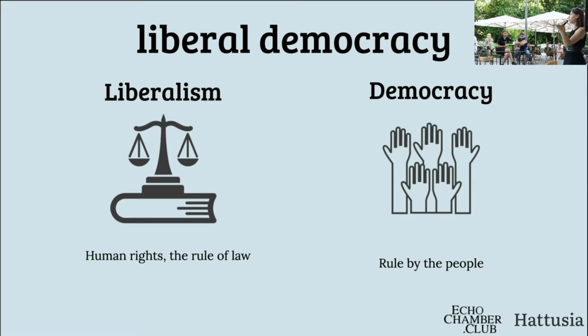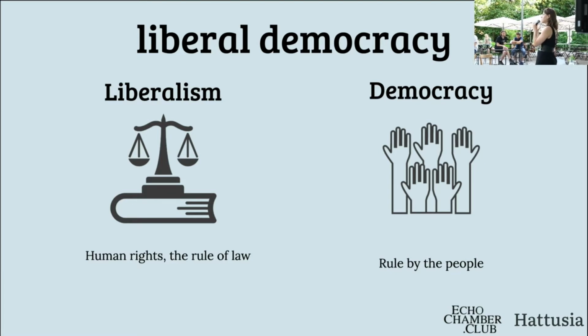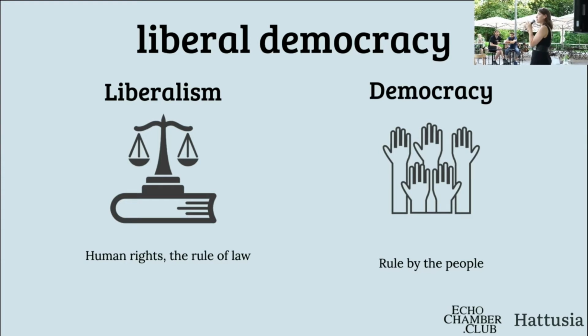Yeah? So that's one logic. It's all around protecting the individual, human rights and the rule of law. The second logic is democracy, which I've already kind of gone through. It's ruled by the people in whichever form it takes via elections. And you can see how those two logics can sometimes come into conflict with each other.